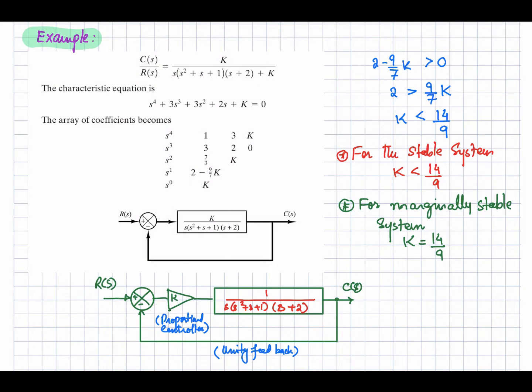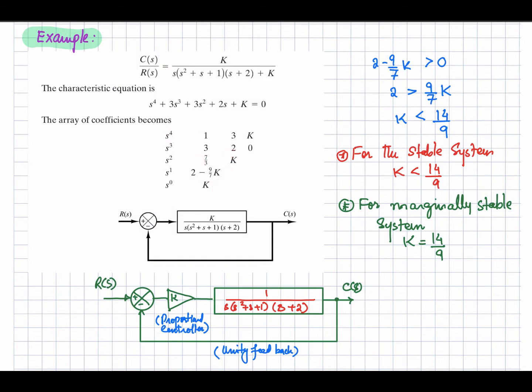Okay, so a closed loop transfer function, C of s by R of s, is given by this equation. If I write down the characteristic equation, set it equal to 0 and simplify, I will get this one. So if I develop the Routh table, starting with s power 4: 1, 3, and k, and then s cubed: 3, 2, and 0. If I develop this table, the entries will be like this, including the k.